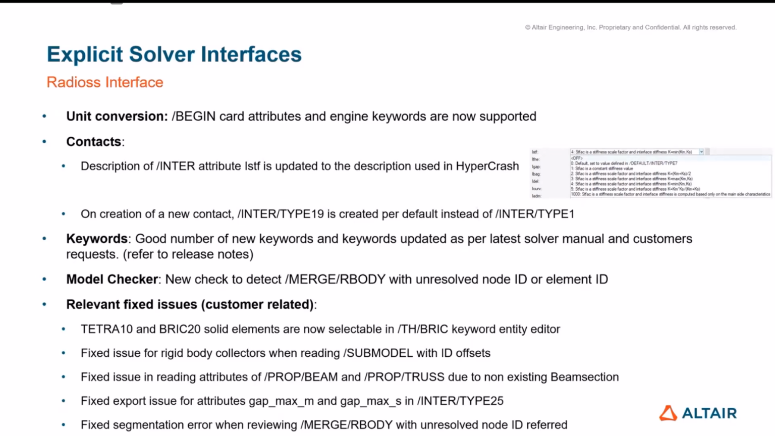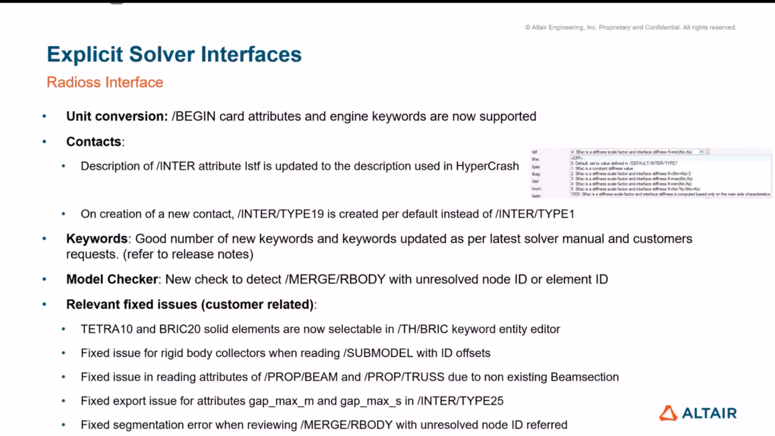So starting with the Radioss interface, one of the major requests was the enhancement of the unit conversion workflow to consider the begin card and the engine keywords, which were not all perfectly supported. This has been enhanced and it is now working perfectly. Concerning the contact keywords for all HyperCrash users, we made also an enhancement in the display of some attributes like ISTF, which is now showing the values as it was the case previously in HyperCrash. So this is finally done.